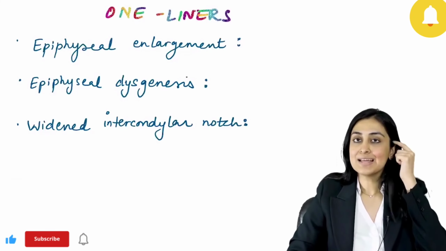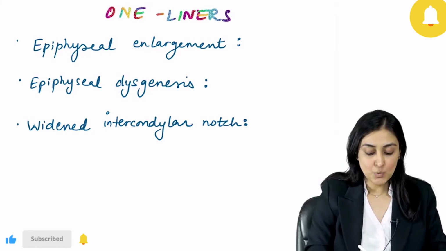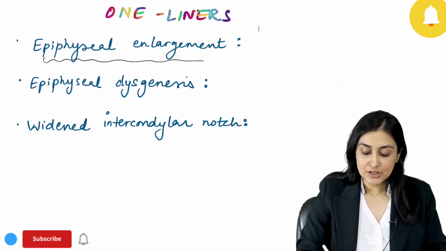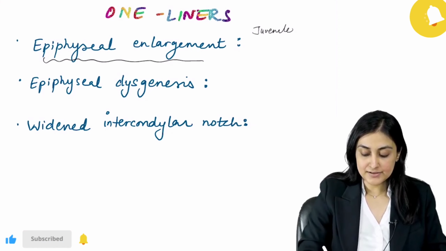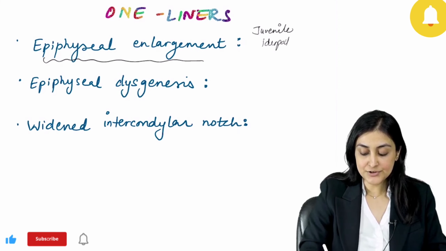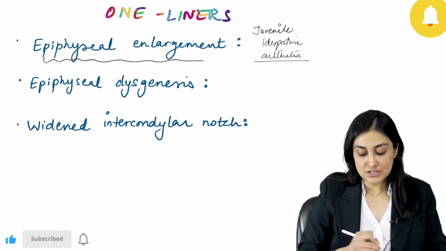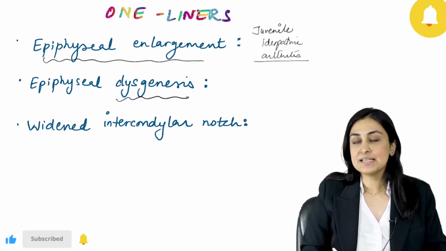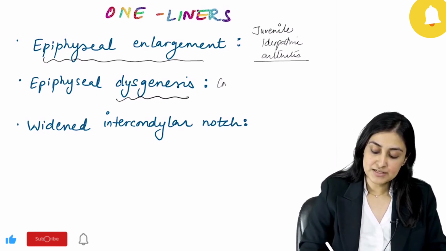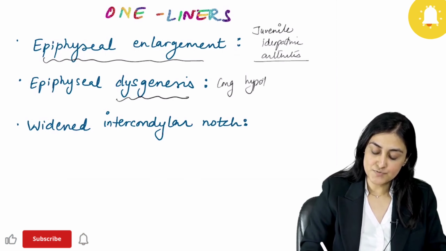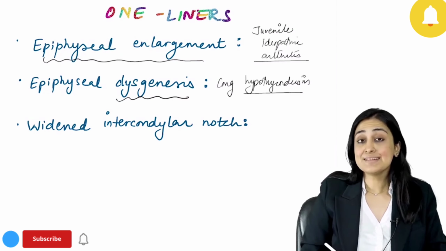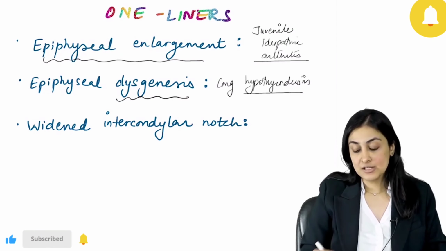Now, just to get a few one-liners out of the way which are frequently tested, what is the disease wherein you see epiphyseal enlargement? So here, remember, you have juvenile idiopathic arthritis. So in juvenile idiopathic arthritis, we see that one epiphysis will be asymmetrically enlarged. Where do you have epiphyseal dysgenesis? So this condition wherein the epiphyses are not formed is something which is seen in congenital hypothyroidism. So remember, in hypothyroidism, because of epiphyseal dysgenesis, we'll find that the baby will have short stature, right?